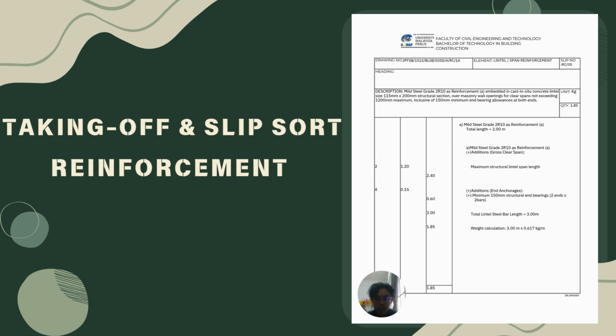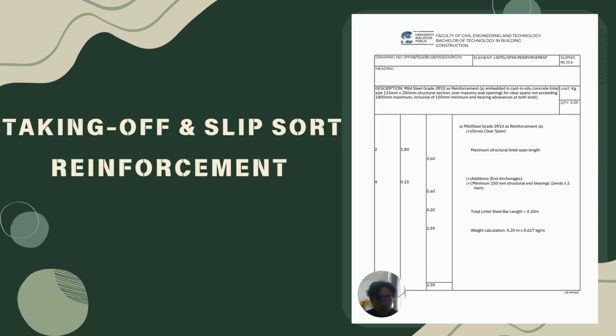Every design consistently incorporates a minimum structural bearing allowance of 115 mm at both ends to ensure adequate load transfer. For clear spans up to 1,200 millimeter, a 150 millimeter times 200 millimeter lintel is used, reinforced with two number of grade R10 bars, totaling 1.558 kilogram. For spans up to 1,800 millimeter, the section deepens to 150 millimeter times 250 millimeter to handle the bending moment, utilizing two number of R10 bars for a total weight of 2.59 kilogram.